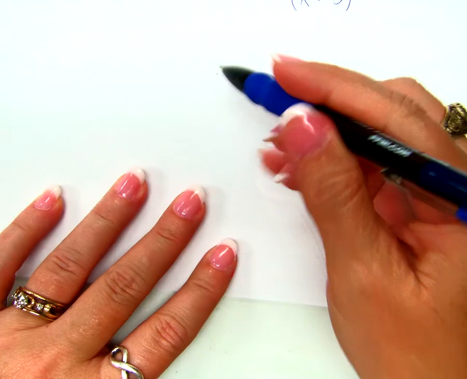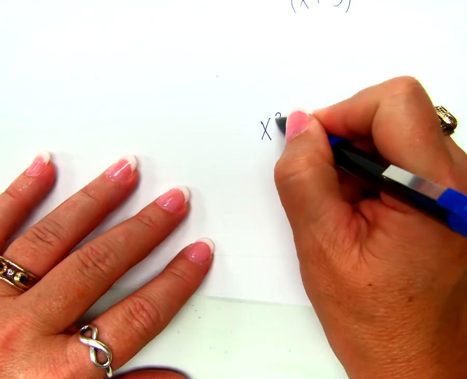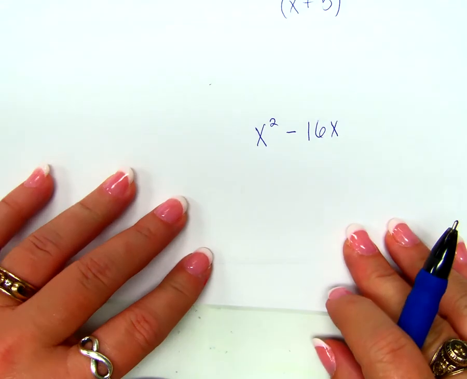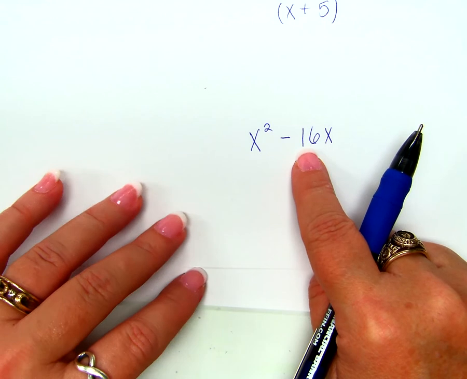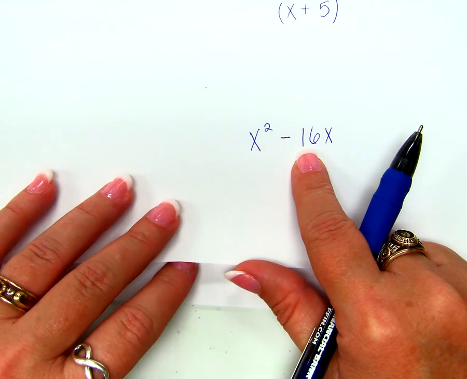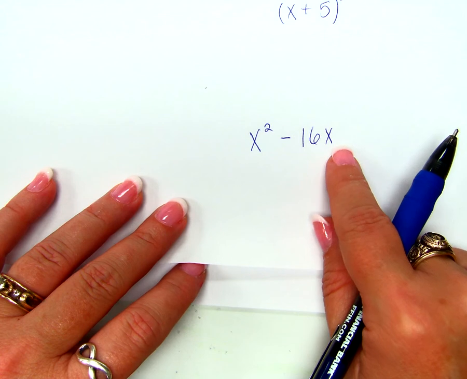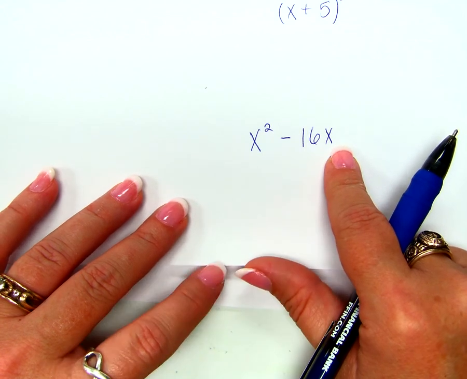I guess there was one I didn't show you. Let me show you that one real quick. What if it was, wait, can we talk about this without having the tiles out? What if it was x squared minus 16x? Do we still divide this by 2? Yes. Which would give me what? Negative 8. Do I still square it? Yes, which would give me what? 64. Is it still positive?